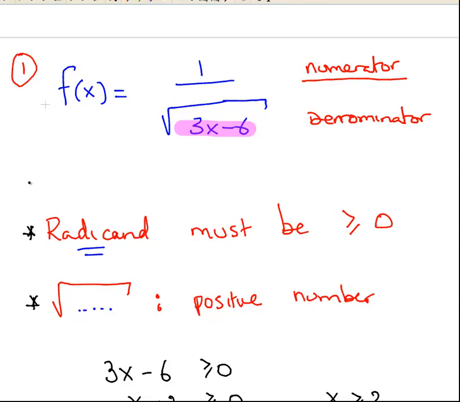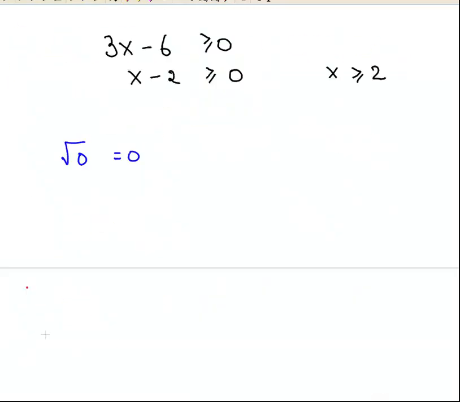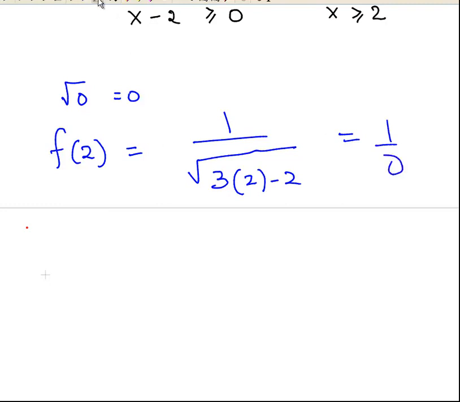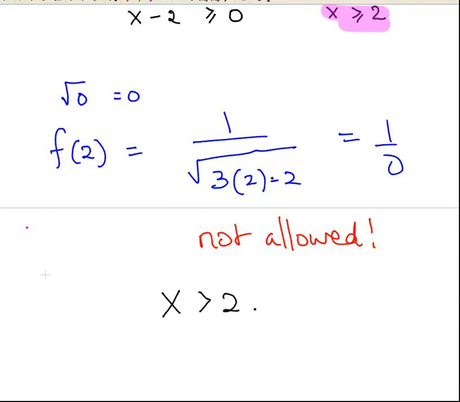So essentially, for the denominator to be 0, x must be equal to 2. Okay, I'll just give you a quick example there. f of 2 equals 1 over the square root of 3 times 2 minus 6, which is 1 over 0. Not allowed. Okay. So in this case, we have to go back to this expression here, and we can no longer have it greater than or equal to 2. It can only be greater than 2. x must be greater than 2. Okay, 2.01, that'll be fine.